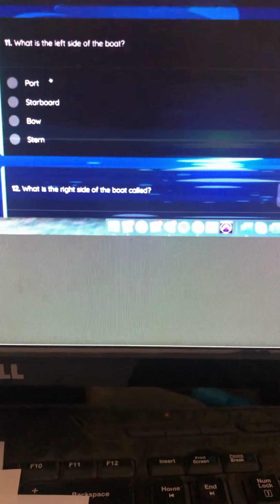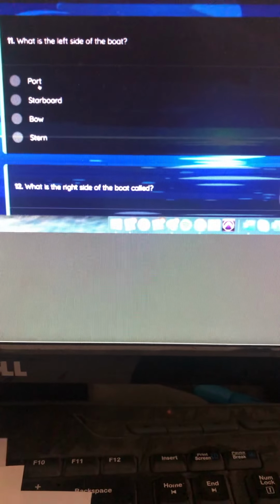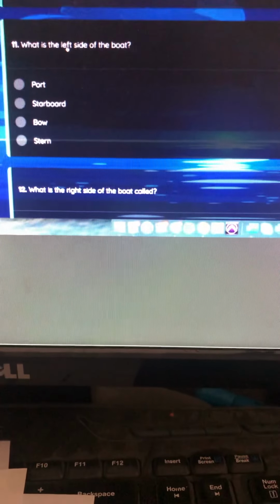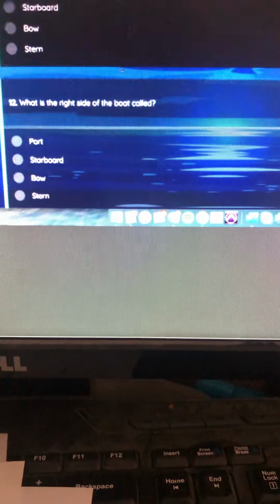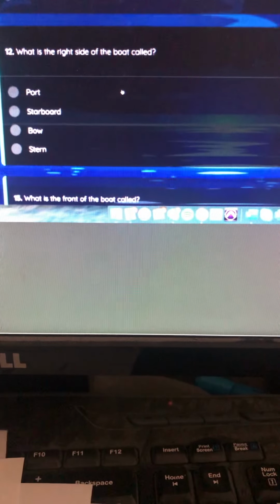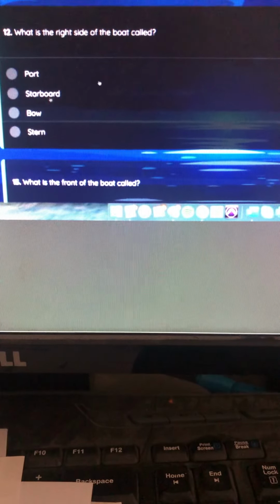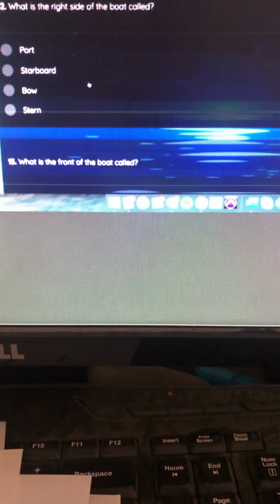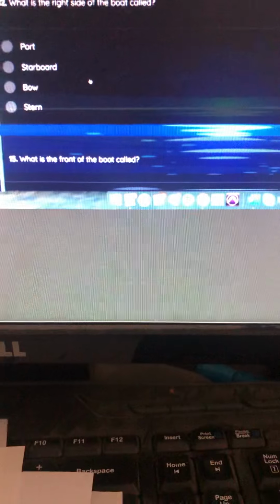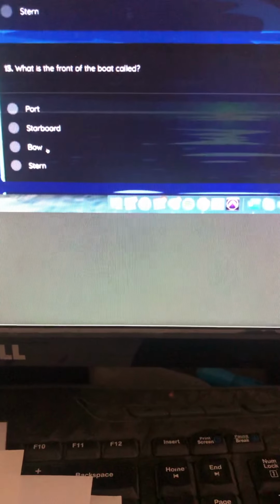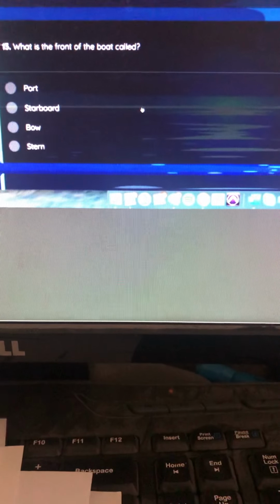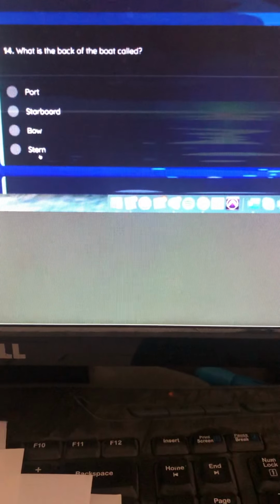What is the left side of the boat? That is the port side. Remember, port has 4 letters, and the word left has 4 letters. So that's the easy way to remember that one. What is the right side of the boat called? That would be the starboard side. Just use your process of elimination, port and left, so then it has to be starboard. What is the front of the boat called? That is the bow. We talked about that on one of the other boat diagrams. The bow is the front of the boat, and the back of the boat is the stern.